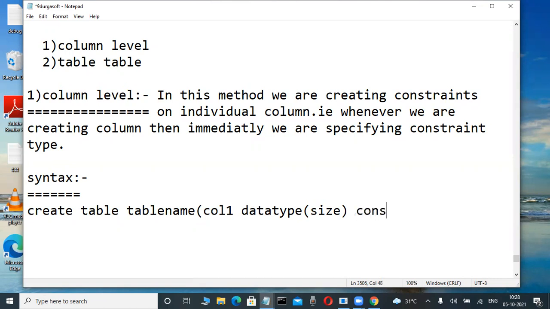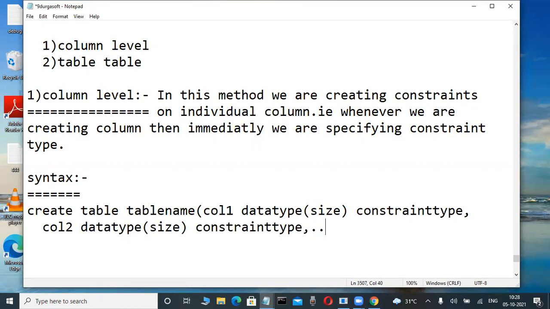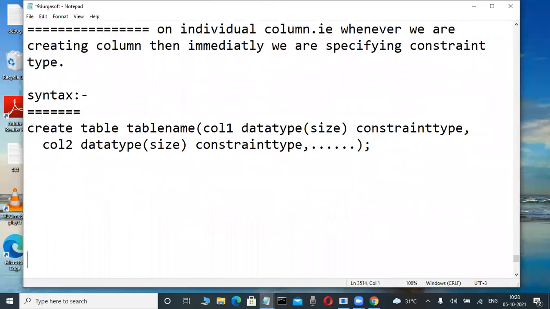Okay? Constraint, practically very interesting. Constraint type. What happened in a table level? What happened in a column level? We are learning. Again, second one, column 2, here data type, here size, here constraint type. Like this in a number of columns. Every database same. Once we start, both the levels we are creating everything. Column name, data type, immediately constraint type.